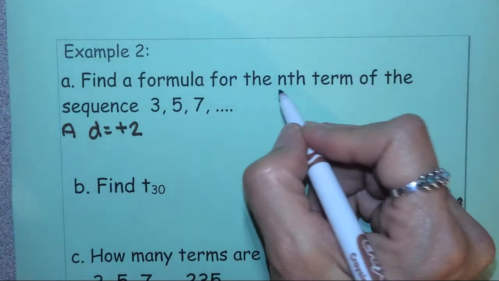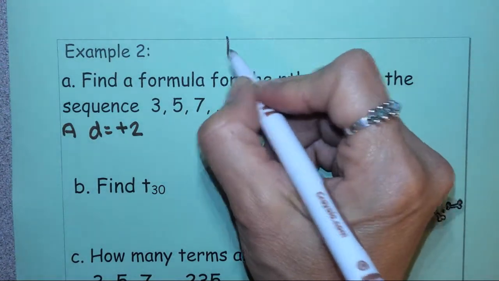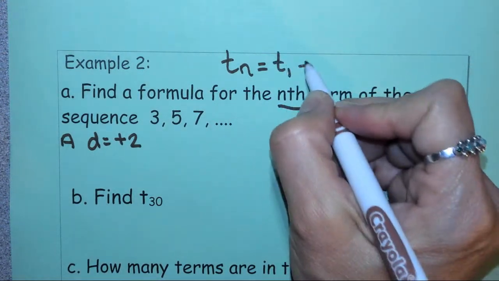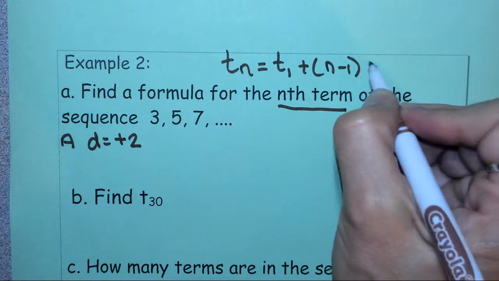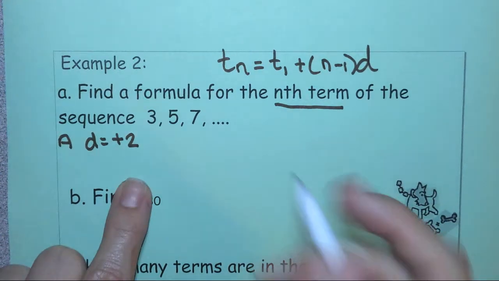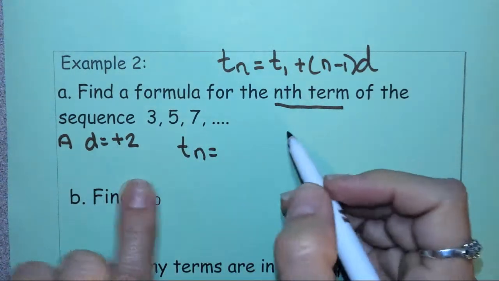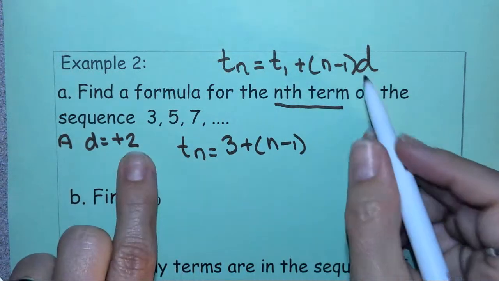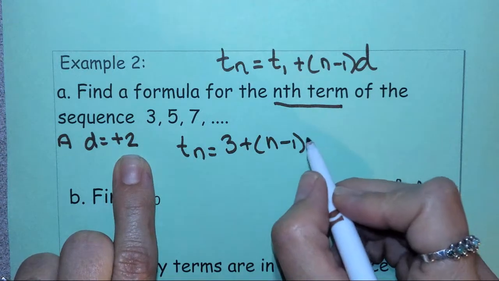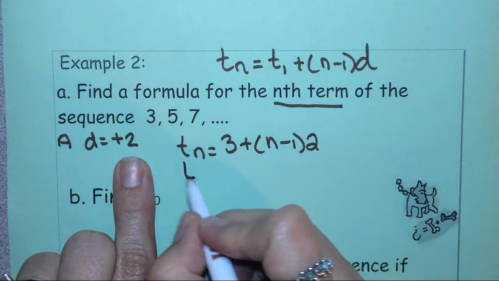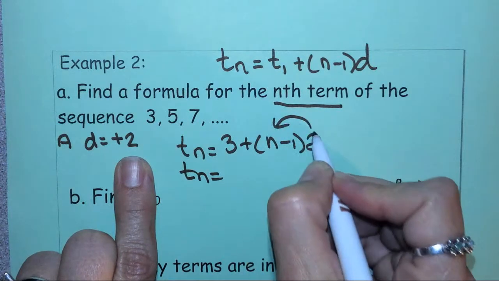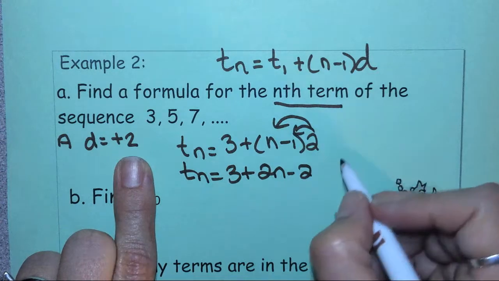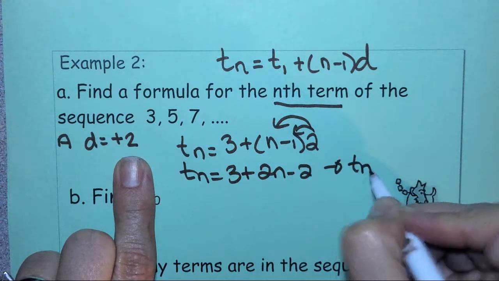So to find the nth term, I have to use my arithmetic formula, which we saw earlier. It said take t1 plus n minus 1 and multiply it by the common difference. So I'm going to plug into that formula. So my first term is 3 plus n minus 1 times d, and my d is 2. Now we have to simplify it, so we're going to distribute through. So 3 plus 2n minus 2. And then I need to combine like terms.